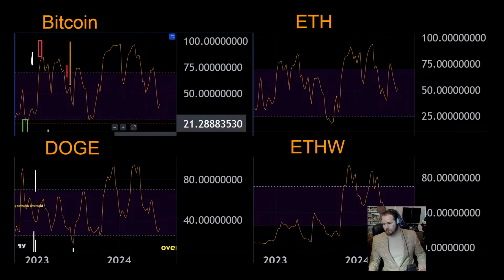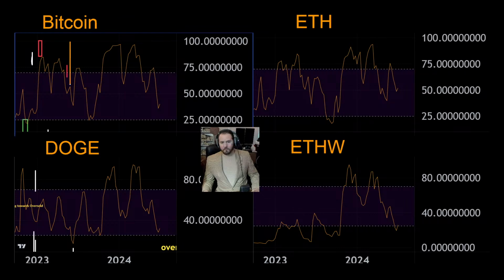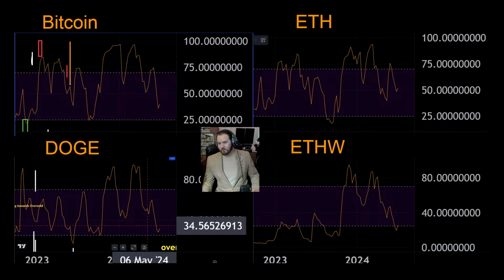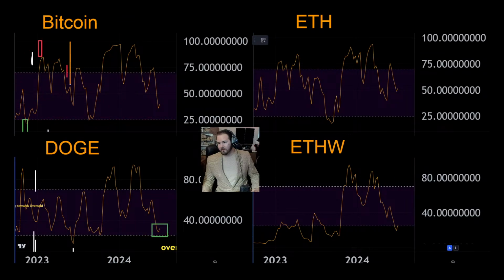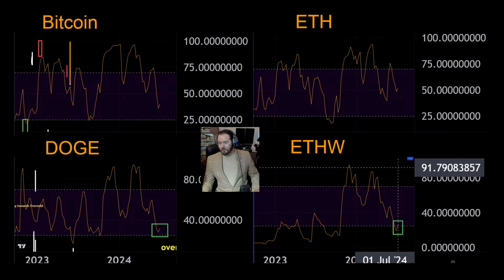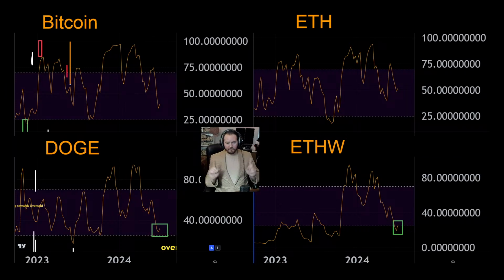Our most oversold RSI and recovering is the ETHW and Doge. These are the two. So let me put a green block for the ETHW and Doge weekly RSI levels. These two are going to be my two candidates that I'm going to trade.